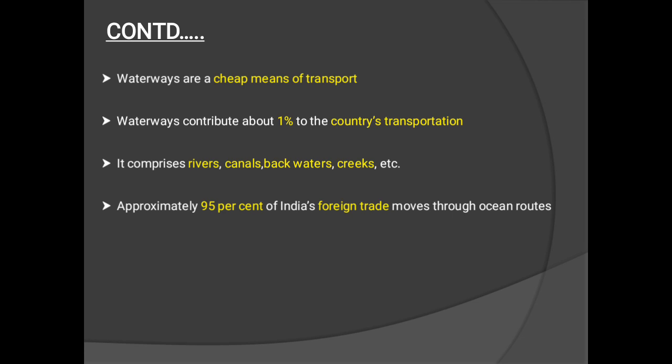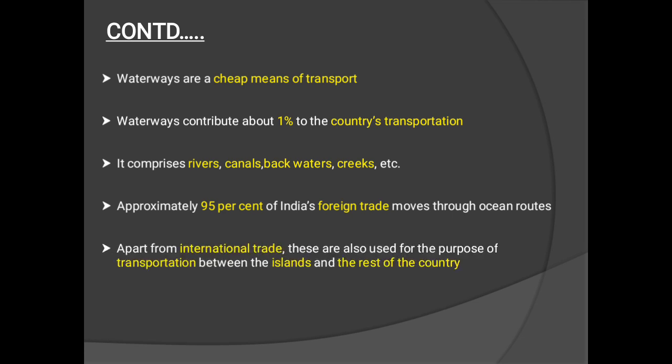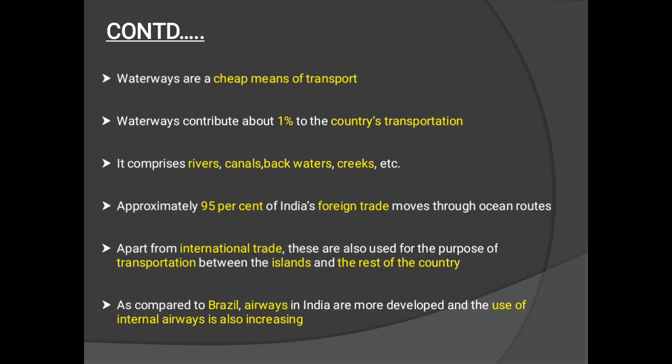Approximately 95% of India's foreign trade moves through ocean routes. Apart from international trade, these are also used for the purpose of transportation between the islands and the rest of the country. As compared to Brazil, airways in India are more developed and the use of internal airways is also increasing.